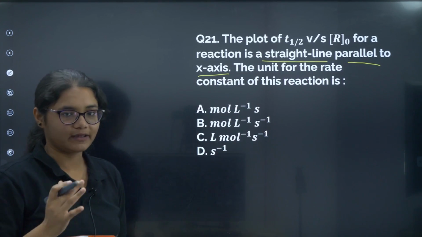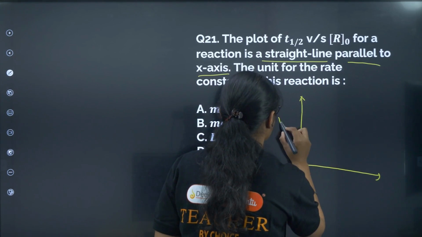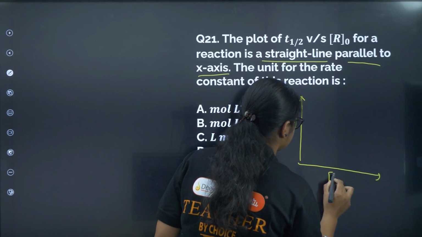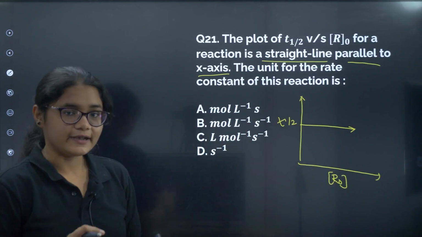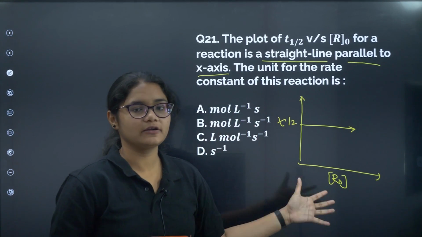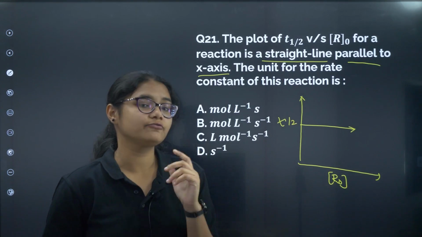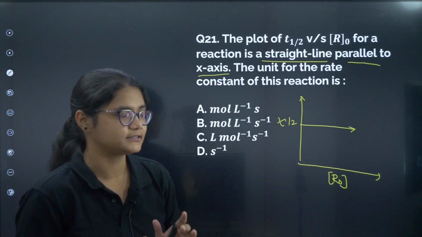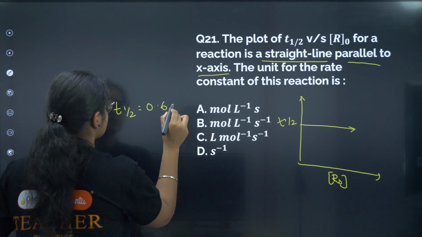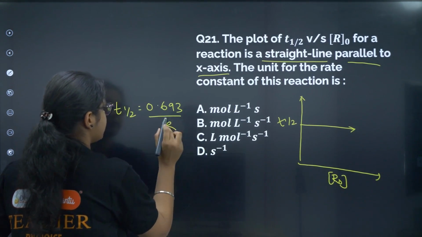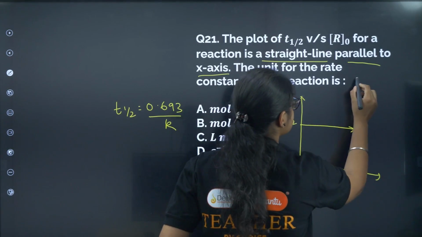What does this mean? Whenever we have a graph of T half versus R0 and the graph comes as a straight line, what does this indicate? It indicates that T half is independent of R0. It doesn't depend on R0 at all. We know this is true for which order reaction? For first order reaction. For first order reaction, T half is equal to 0.693 by K. There is no term for A0 here. So I can say the order of the reaction is first order.